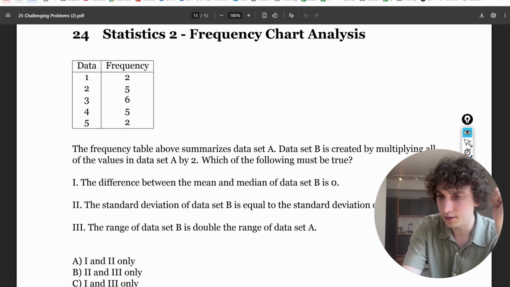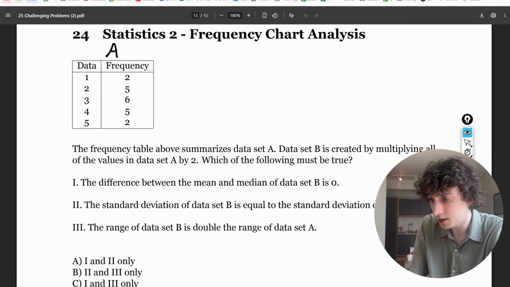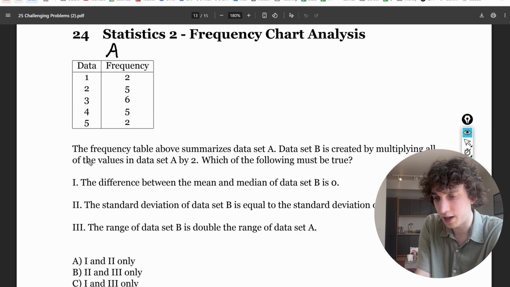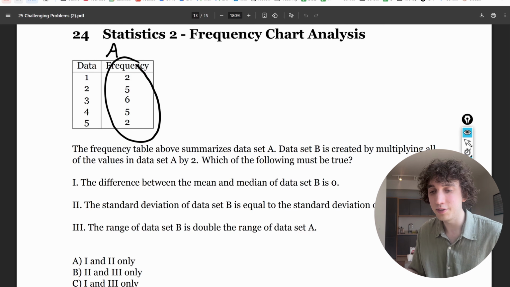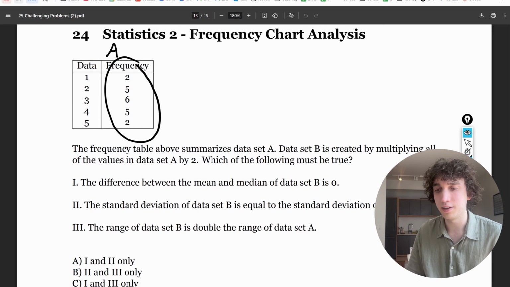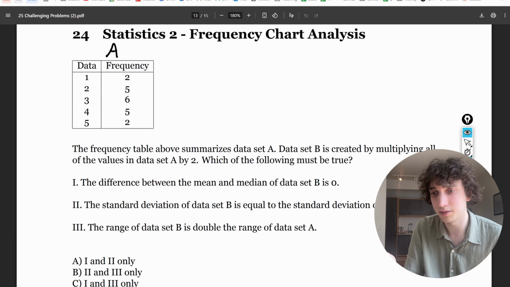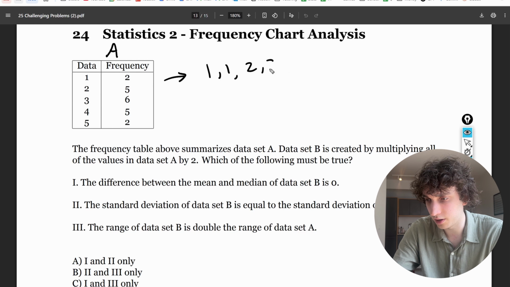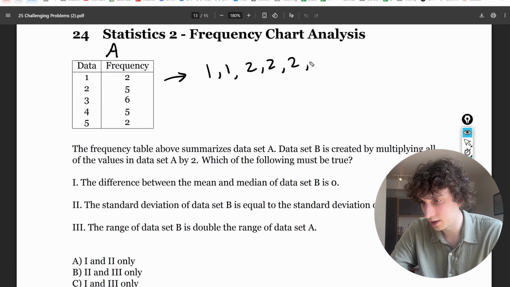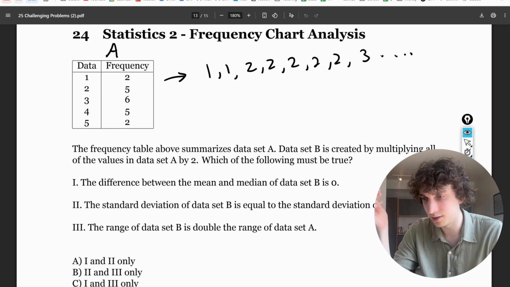So dataset A is summarized by this table, and dataset B is created by multiplying all of the values in dataset A by 2. So when I say values, I'm not saying frequency. For some reason, a lot of people look at frequency charts and they think that multiplying the data by 2 means multiplying these frequencies by 2, but that's not what I'm saying. This frequency chart as a data set, like if I wanted to write it out, would be 2 1s, 5 2s, 6 3s, etc., right?